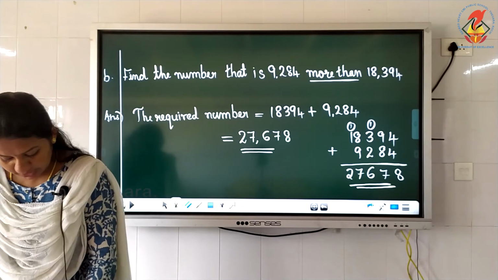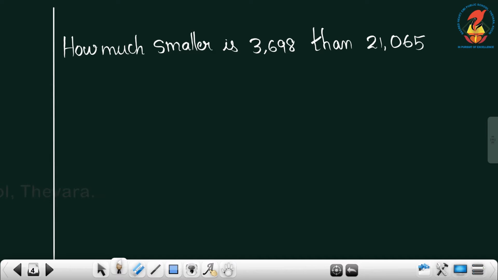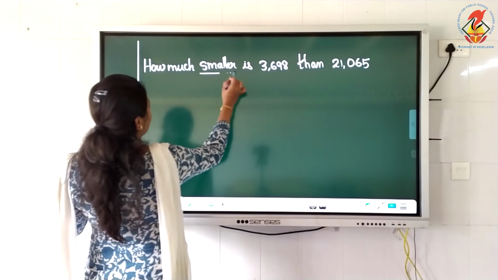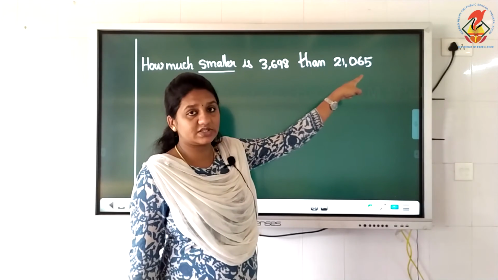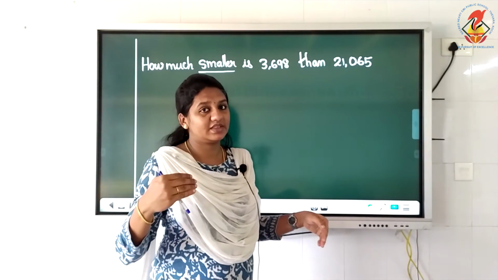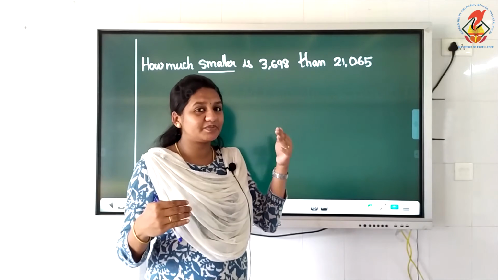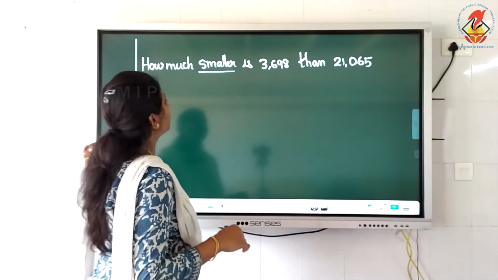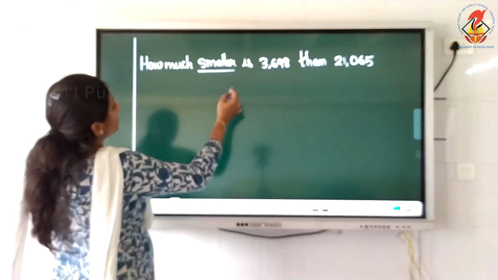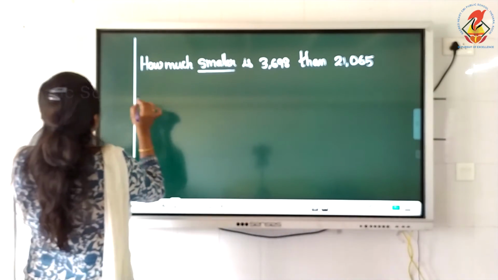Then C is homework. Then D one. How much smaller is 3,698 than 21,065? Smaller. How much smaller is this number from this? That means the minus and subtrahend. Did you clear that definition? So, smaller is a subtraction.